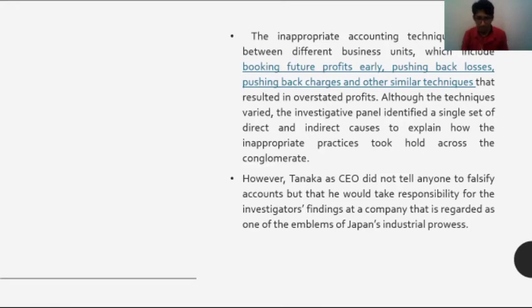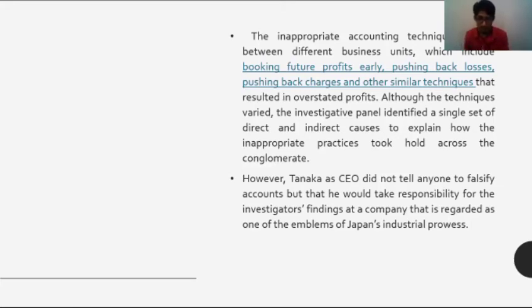However, Tanaka as CEO did not tell anyone to falsify the accounts, but said he would take responsibility for the investigators' finding at a company that is regarded as one of the emblems of Japan's industrial prowess. So basically, this is different from Enron, because at Enron the top management asked people to cheat. However, at Toshiba, CEO Tanaka did not ask everyone to cheat or falsify the accounts, but they did it by themselves because of the pressure from the top management.